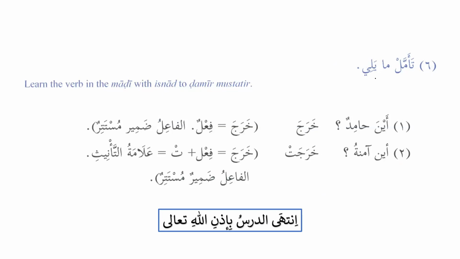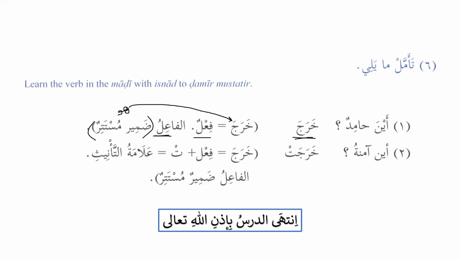تأمل ما يلي, learn the following, or reflect on the following. So أين حامد, where is Hamid? Kharaja, he left. And when we say kharaja, there is a fa'il, so what is the fa'il? Does anyone remember? Damirun mustatirun, taqdiruhu huwa. So when we say kharaja, that means huwa kharaja. So here huwa is the doer.